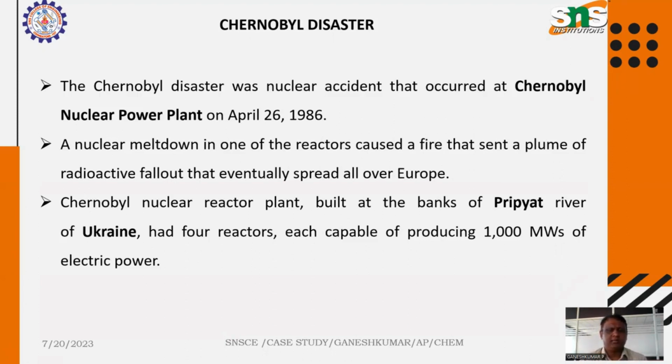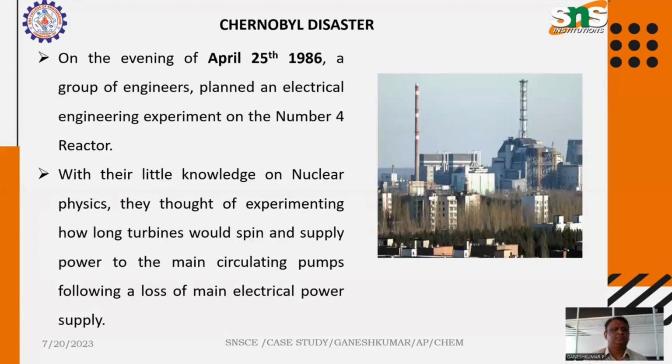The Chernobyl nuclear power plant, built on the banks of the Pripyat River in Ukraine, had 4 reactors capable of producing 1,000 megawatts of electrical power. On the evening of April 25, 1986, a group of engineers planned an electrical engineering experiment in the 4th reactor of this complex. With their little knowledge of nuclear physics, they thought of experimenting with how long the turbine would spin and supply power to the main circulating pumps, following a loss of main electrical power supply.